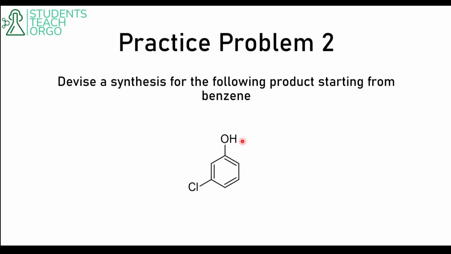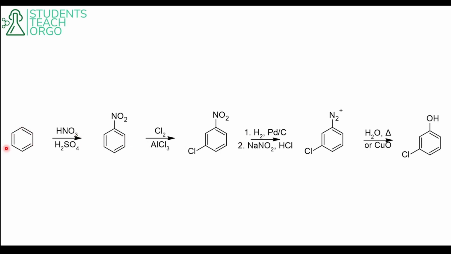So let's look at what that looks like. So again, we start with our benzene. Then we can nitrate the benzene and get this NO2 group. After that, right now we have our meta director, so we're going to react with Cl2 over AlCl3, and that will put a chlorine in either of the meta positions.